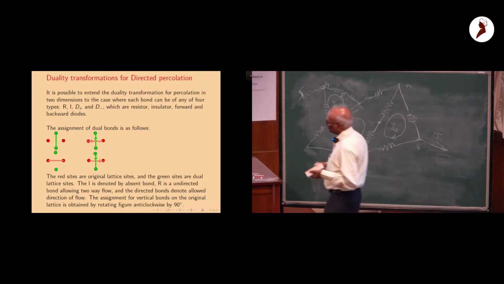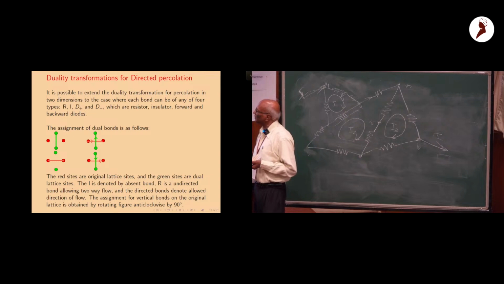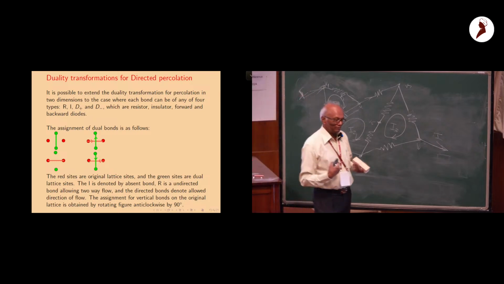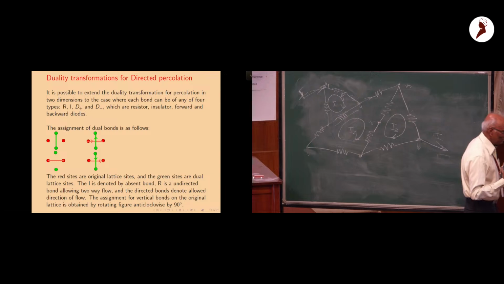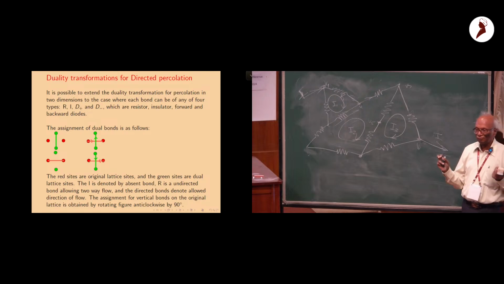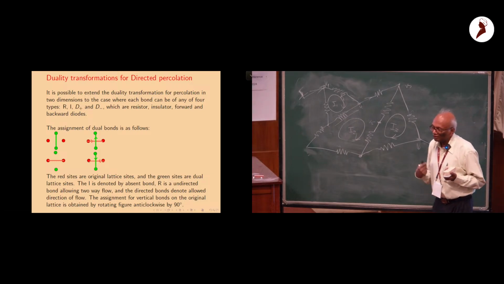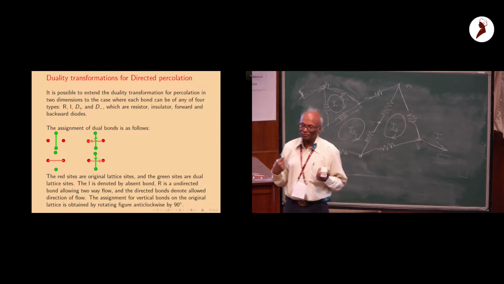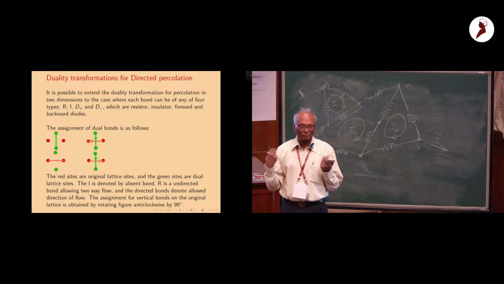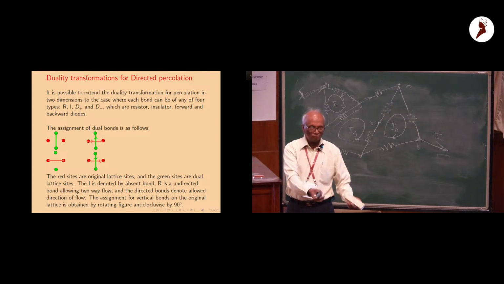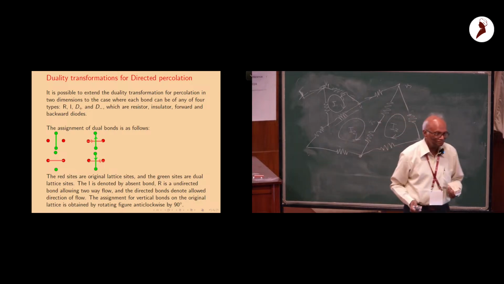So now we want to actually get back to duality transformations for directed percolation. So what we'll imagine for right now is a square lattice. Each bond can be either what we call an insulator, which means it doesn't allow any current to flow, or it can be a resistor which allows current to flow both ways, left and right, or it can be a diode which allows current to flow left or right, but only one way, and each diode is fixed, you know which way it allows.